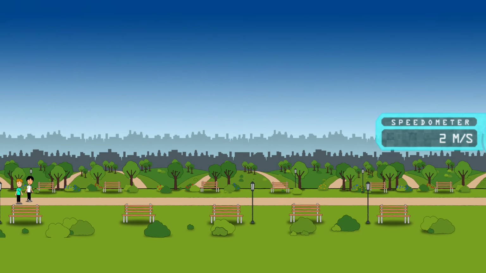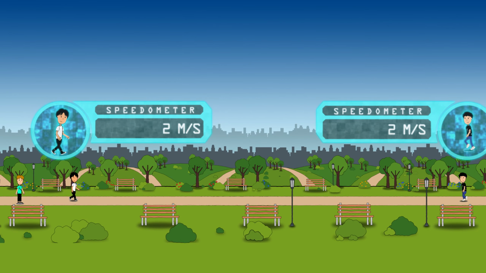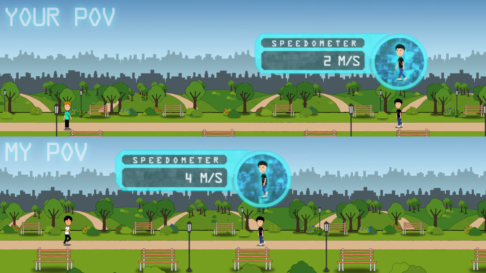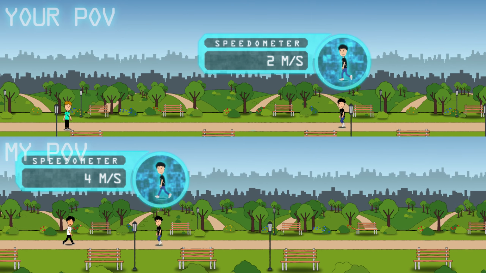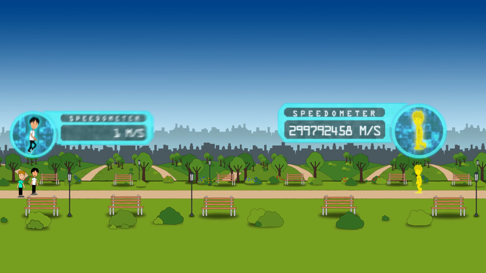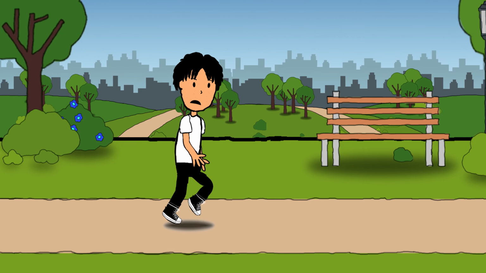Let's say your friend is approaching us at 2 meters per second and I move towards him with the same speed. In your perspective, he is approaching you at 2 meters per second. And for me, he's approaching me at 4 meters per second. But now let's say light is moving towards us and I move towards it. Will the speed of light be different in our perspectives just like the previous scenario?